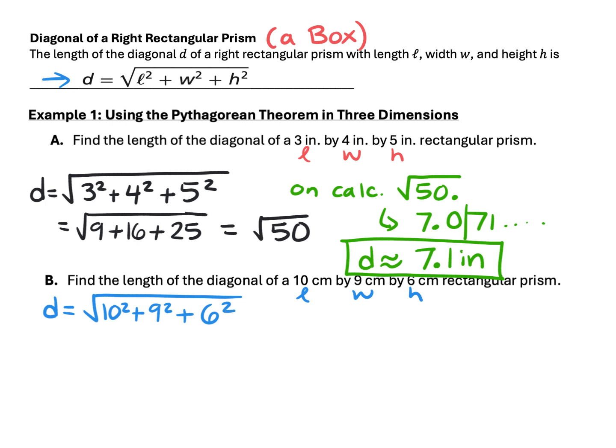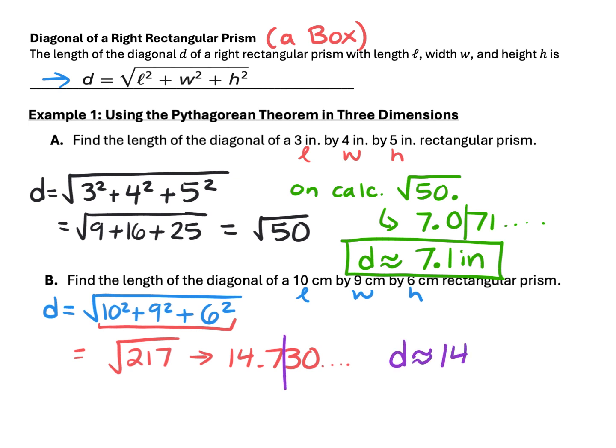If you want, you can actually type this whole piece that's under the root into your calculator using the squared button. Your calculator will do the order of operations for you and give you 217. You just have to remember that you still need to square root that number. And the square root of 217, when we type that in our calculator, is 14.730 dot dot dot. I will round to the tenths place, so my diagonal is approximately 14.7 centimeters.